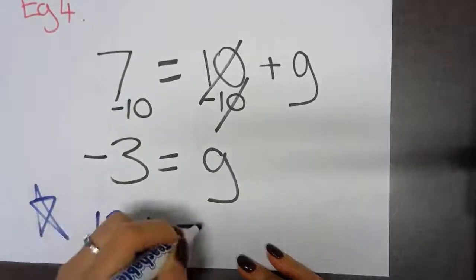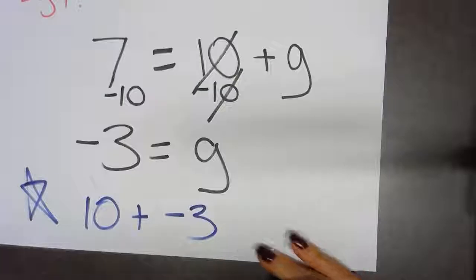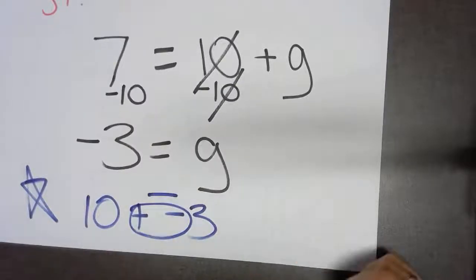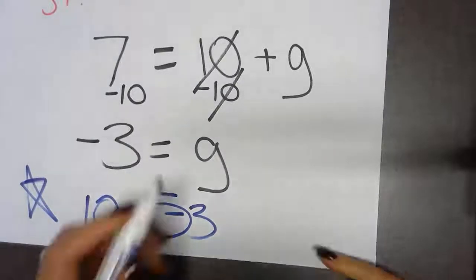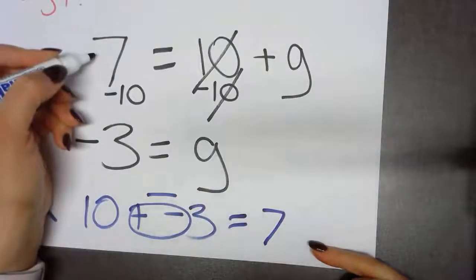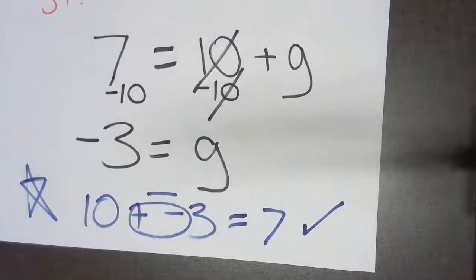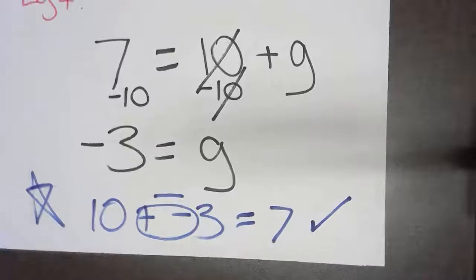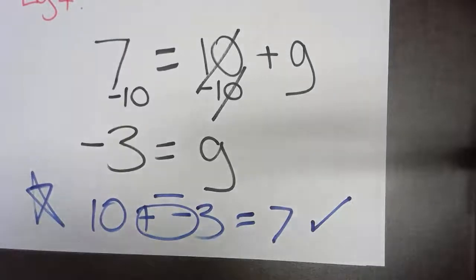So 10 plus negative 3. Technically, we know the negative will always override that, so 10 take 3 equals 7. Is that what we started with? Yes, it is. And that is solving algebraic equations, one step, with addition and subtraction.